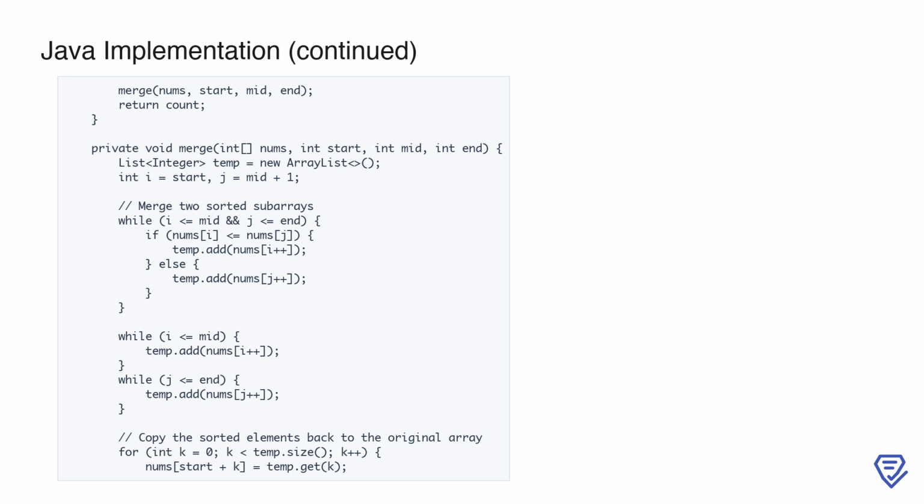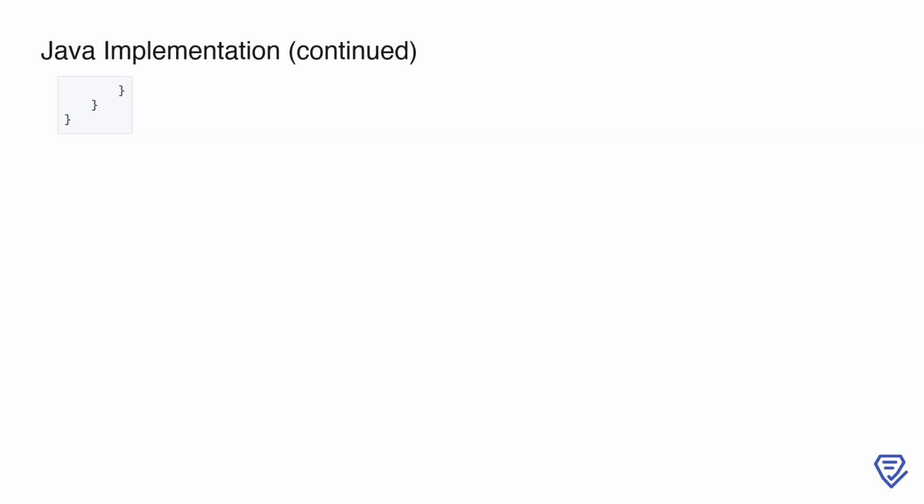Once the merging is complete, we copy the sorted elements from the temporary list back into the original array, starting from the start index. This step is critical as it prepares the array for further merging and counting during the recursive calls. Finally, the merge process concludes by iterating through the temporary list and updating the original array with the sorted values. With this, the merge operation for the current subarray is complete.